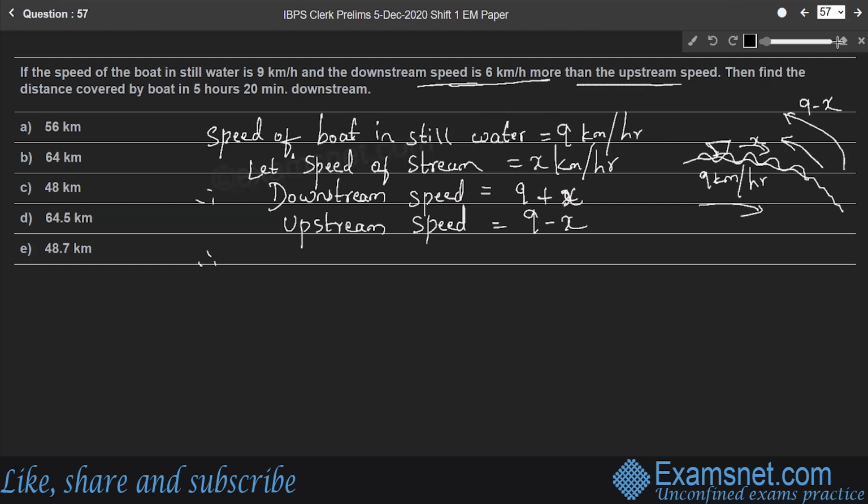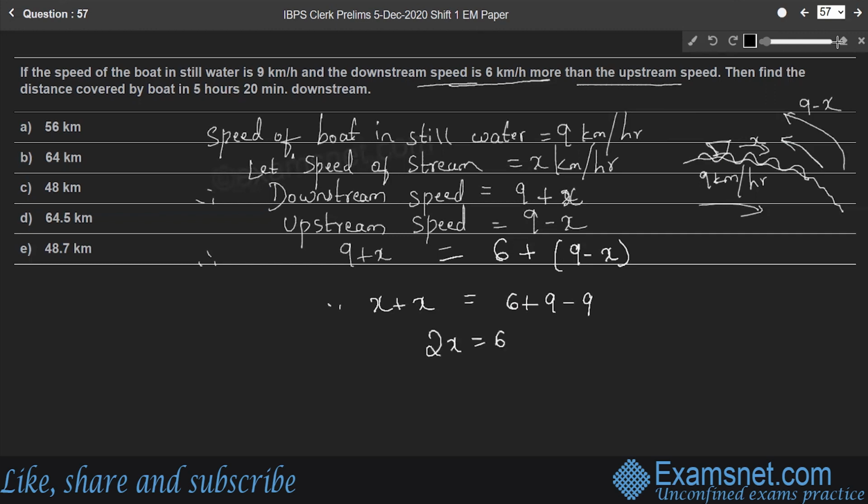Therefore 9 plus x is equal to 6 more than 9 minus x, the upstream speed, right? Therefore x plus x is equal to 6 plus 9 minus 9. Therefore 2x is equal to 6. Therefore x is equal to 3.